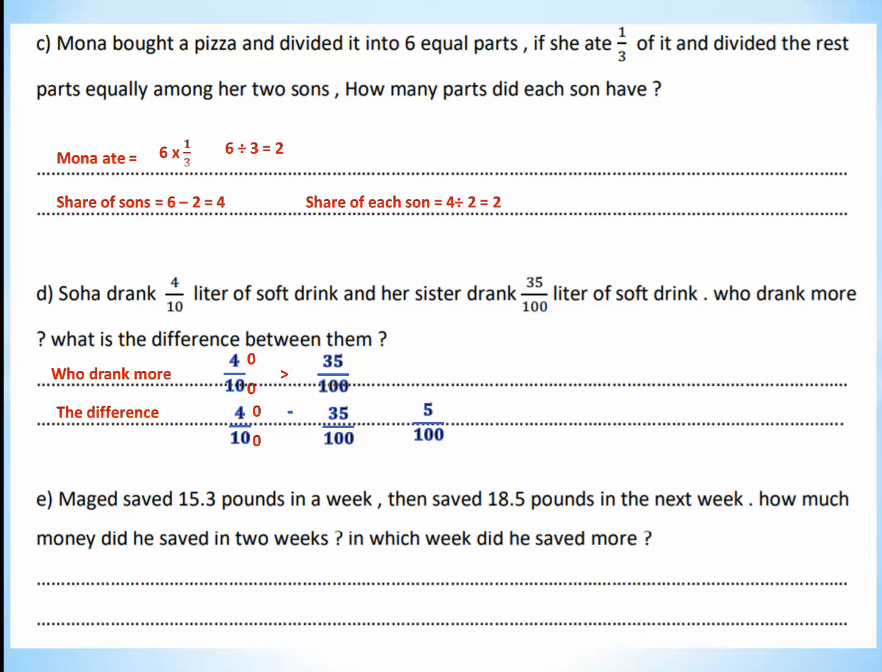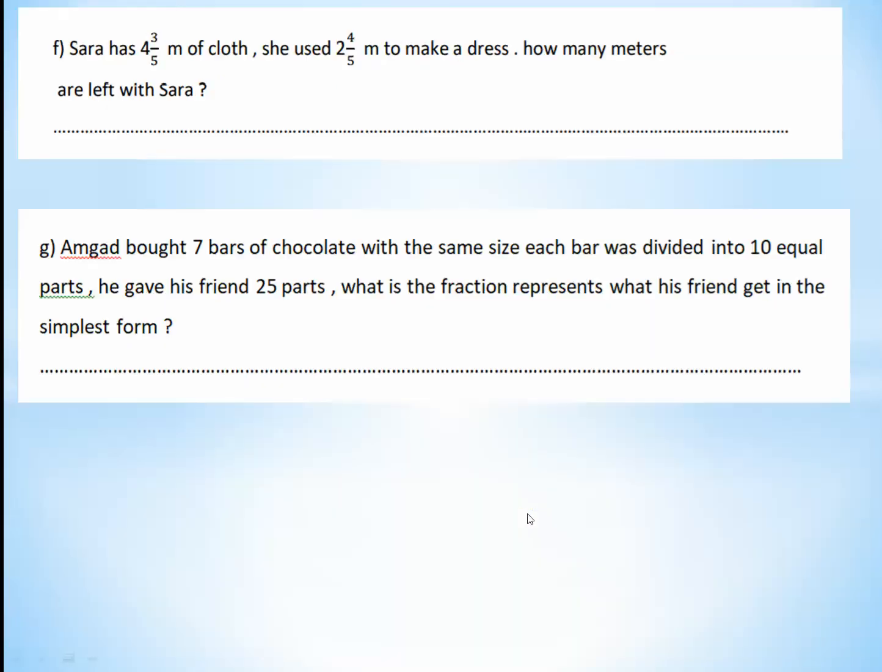Maged saved 15.3 pounds in a week, then saved 18.5 pounds in the next week. How much money did he save in 2 weeks? Okay, so we are going to add. It will be 15.3 plus 18.5, 5 plus 3, 8, and put the decimal point. 8 plus 5, 13, 3 and carry 1, 1 plus 1, 2, 2 plus 1, 3, will be 33.8 pounds. Which week did he save more? Okay, second week, 18.5.